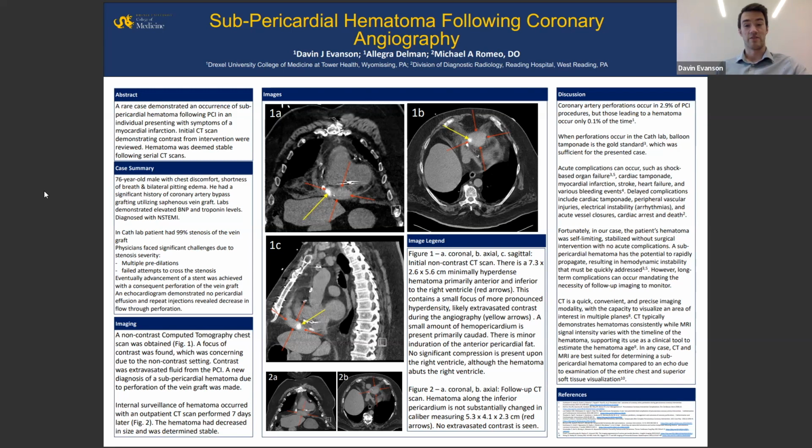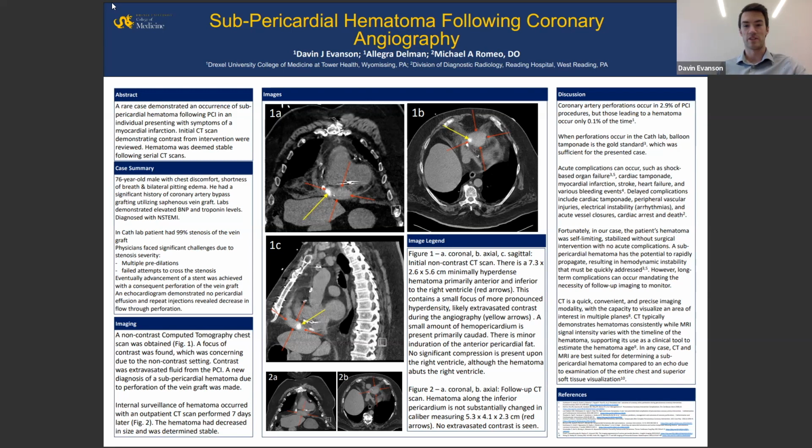The interesting and significant thing with this is that typically coronary artery perforations only occur in about 2.9% of percutaneous intervention procedures, and hematomas only occur about 0.1% of the time. And the gold standard for perforations is balloon tamponade, which was sufficient in this case. However, acute complications can occur, such as shock-based organ failure, cardiac tamponade, MIs, stroke, heart failure, and various bleeding events.